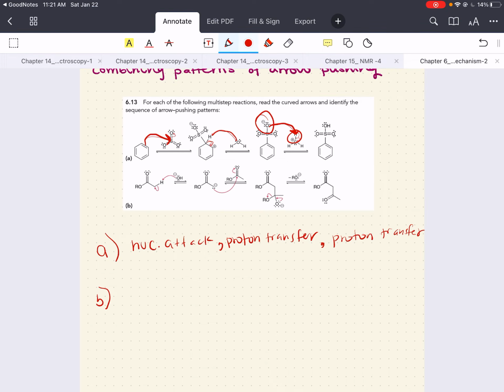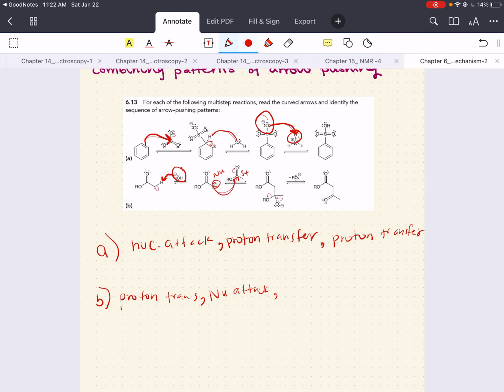Let's do another one. We have this nucleophile stealing a hydrogen again. That's going to be a proton transfer. The next step is, as you can see, this nucleophilic center, this negative charge, is going to be attacking this electrophilic carbon right here. So that is a nucleophilic attack, and they're going to form a bond right there between each other.